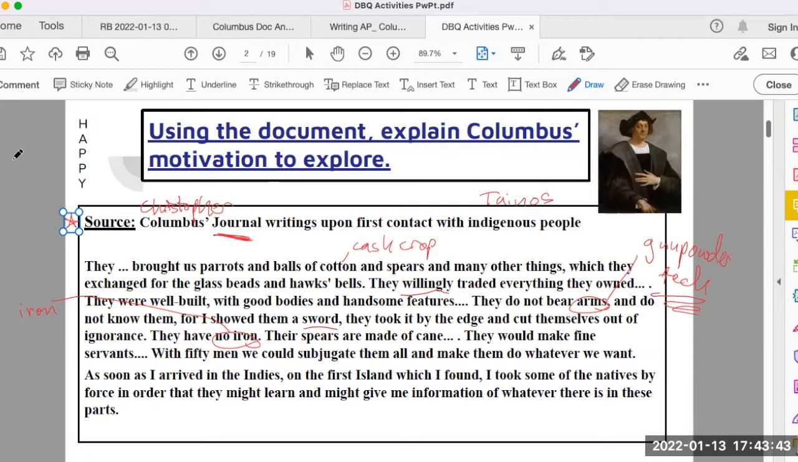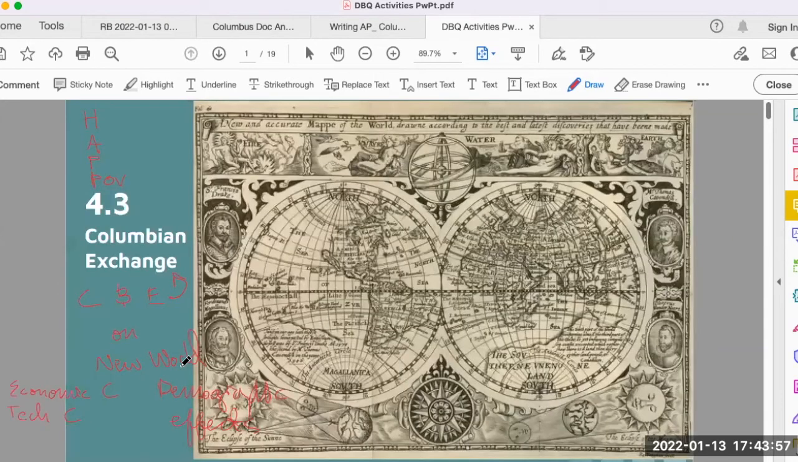So already I can make a note to the side saying, hey, this is probably going to be a cause of the Columbian exchange and the dominance of the Europeans there. And we can put that in our category we created of technology. So technological causes for the Columbian exchange and the dominance of the Europeans in the Americas.